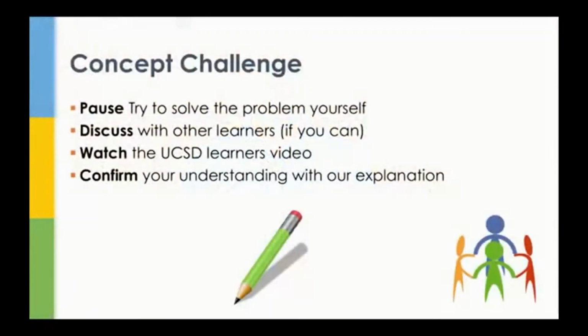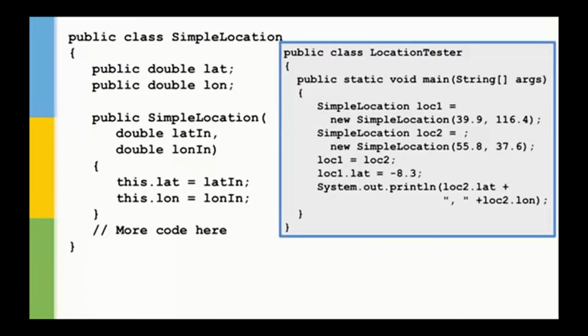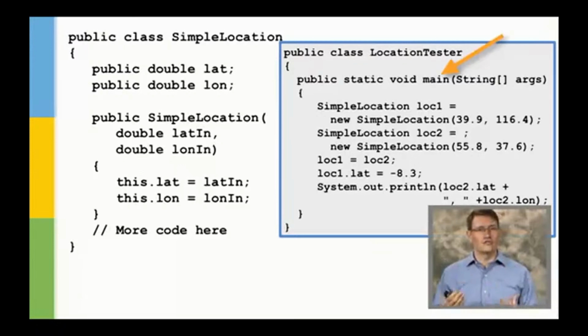The process again, we're going to pause, you're going to try to solve it yourself, you're going to discuss it with potentially other learners around you, you're going to watch UCSD learners talk about the concepts, and then you're going to confirm your understanding with our explanation. So the problem for this one is to walk through this code, again, always start executing in main, and at the very end of main, there's going to be a print. And the question is, what gets printed?